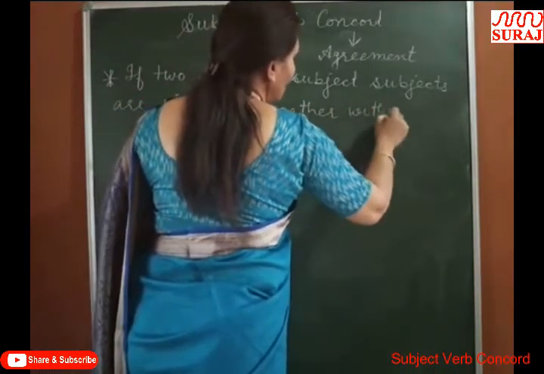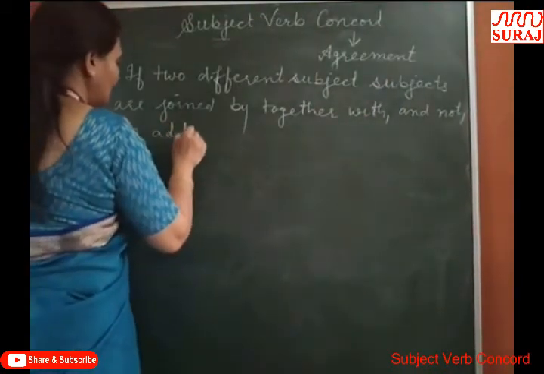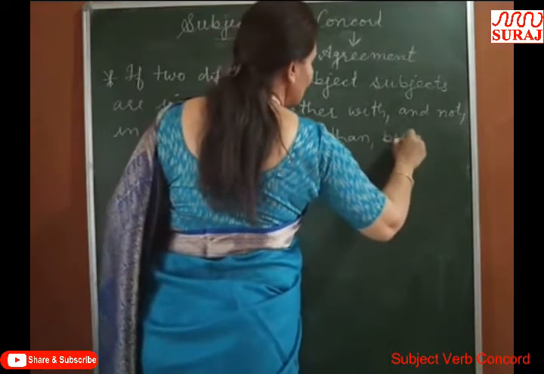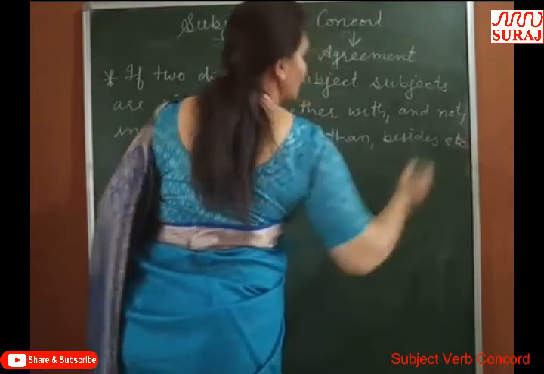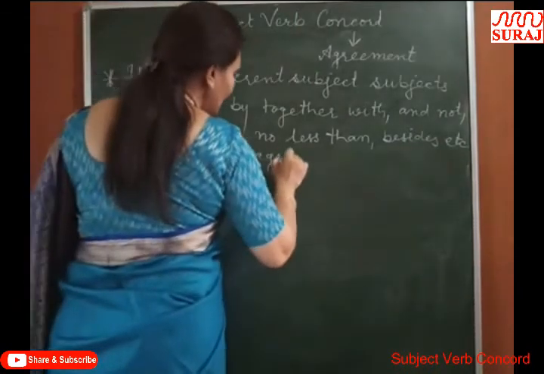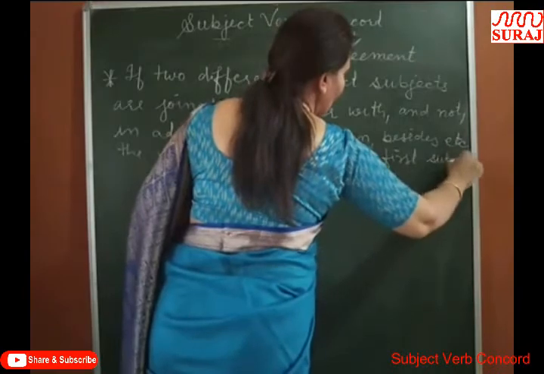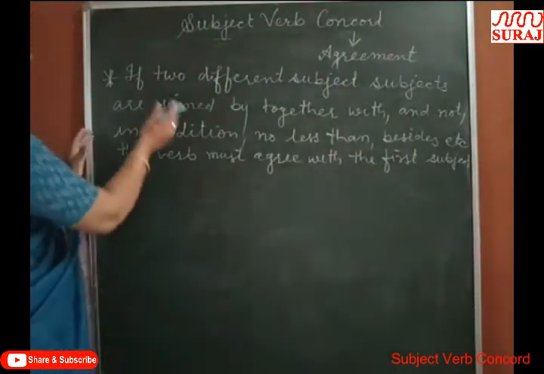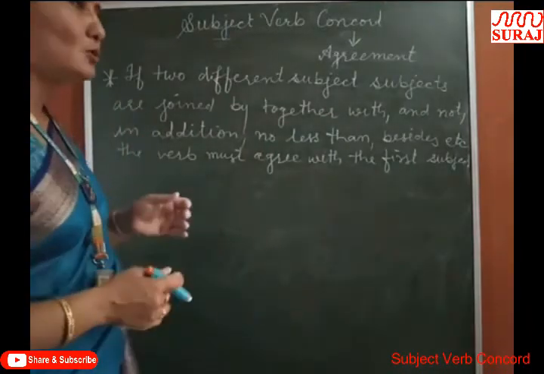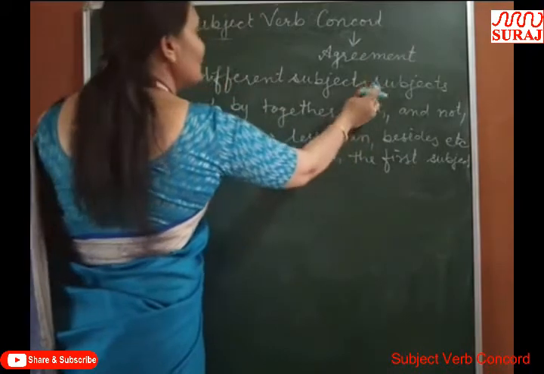If two different subjects are joined by together with, and not, in addition to, no less than, besides, etc., the verb must agree with the first subject.